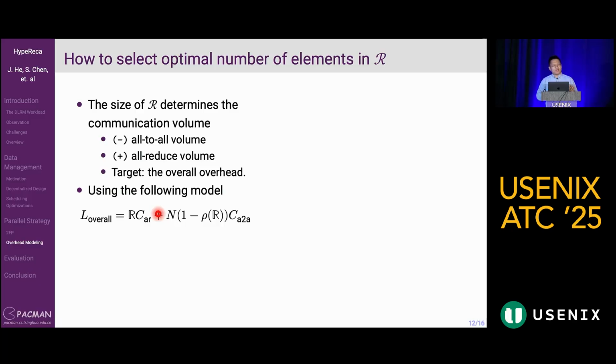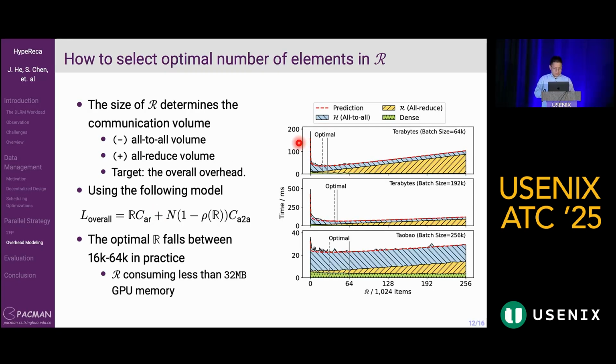And CAR and CA2A are just two pre-measured coefficients showing the performance of all reduce and all-to-all operations. So by our observation and experiments in practice, we can estimate the performance quite well with our model. You can see on the right, the red line is our estimation, and the shadowed area below the red line is the actual performance. The dashed line is our estimation.